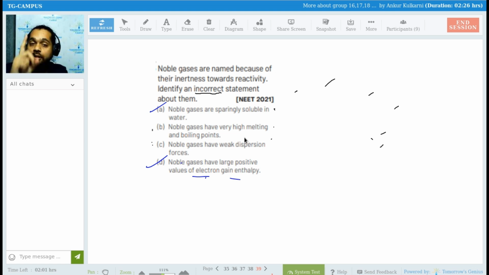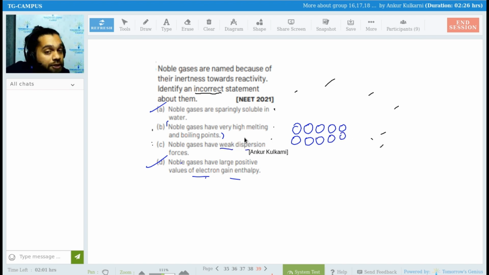Then B and C. Look over here. Noble gases have very high melting and boiling point. Now look over here, noble gases. How are they aligned with each other? They are held in place with each other with the help of weak dispersion forces. Why? Because they are unreactive. There is no force of attraction. They are stable, all the atoms are stable. Why will they have any force of attraction? Are you getting it? But obviously to remain at one place, they have weak dispersion forces. So even C is correct.